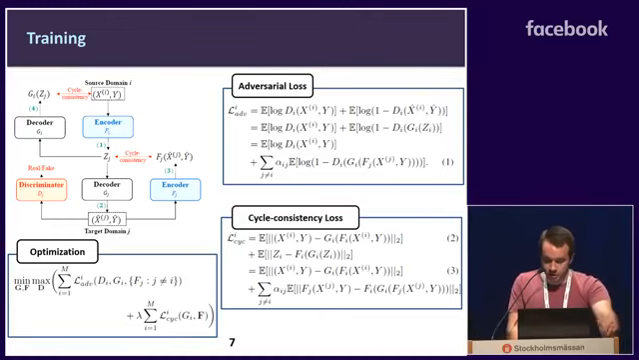So more concretely, the losses are on the screen there. The adversarial loss is the standard adversarial loss you see in the GAN framework, where the generator is now a combination of both encoder and decoder pairs.